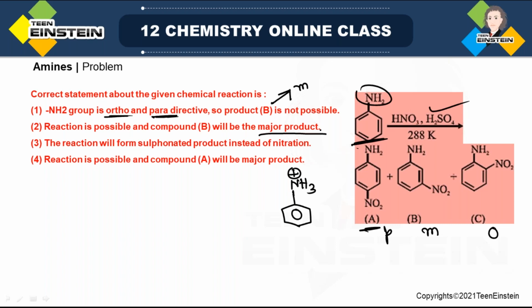Only one statement is left, which is the last one. It is saying the reaction is possible and compound A will be the major product. That means the para will be the major product, and this statement for this reaction is actually correct. Fine, so this will be the correct option. And this para is formed in around, though it is already shown, still I am writing, 47%. And the ortho is very low, which is 2% only.